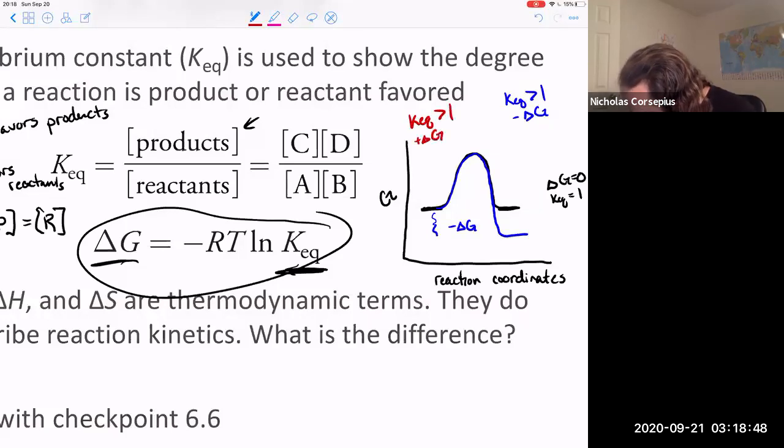less than 1, that's a positive delta G. So what would that look like? That would look like something like this, right? So now I have my positive delta G. Again, that corresponds to a non-spontaneous reaction or a reaction that favors the reactants. Okay?